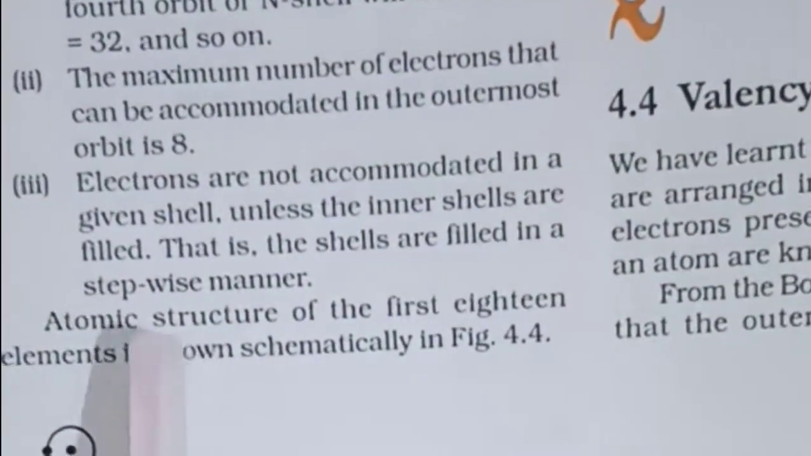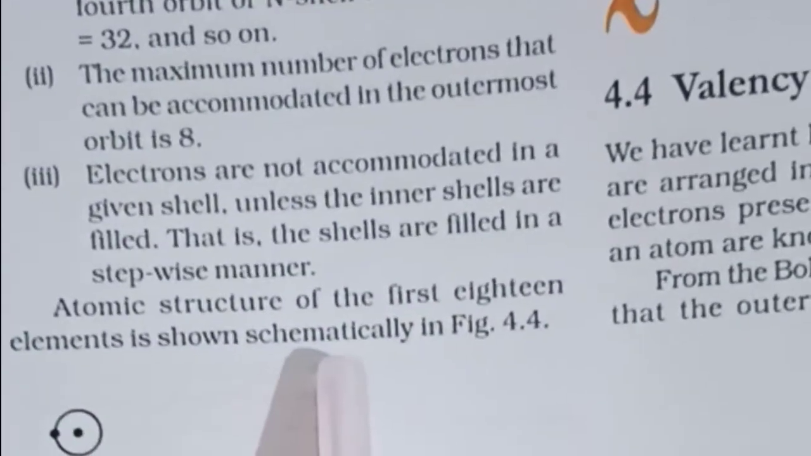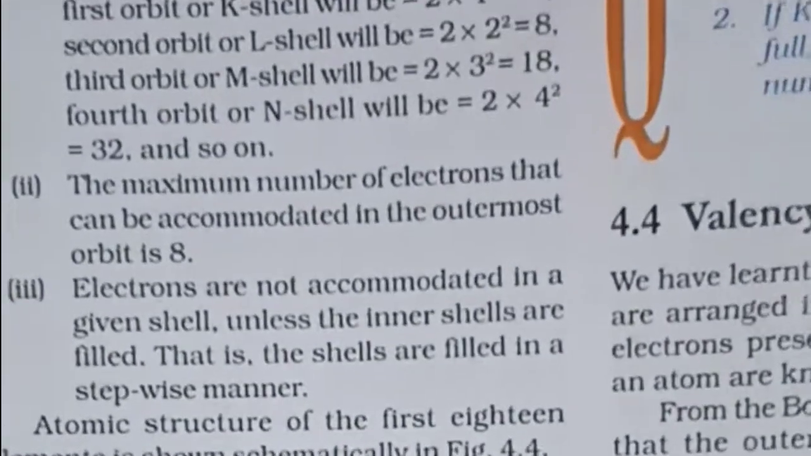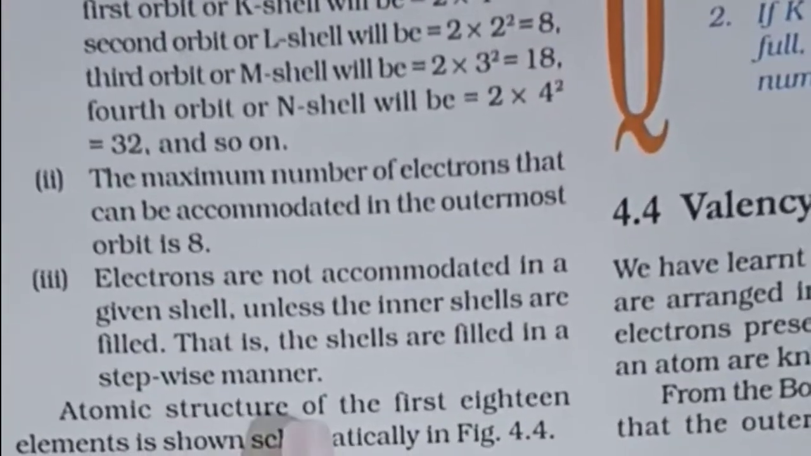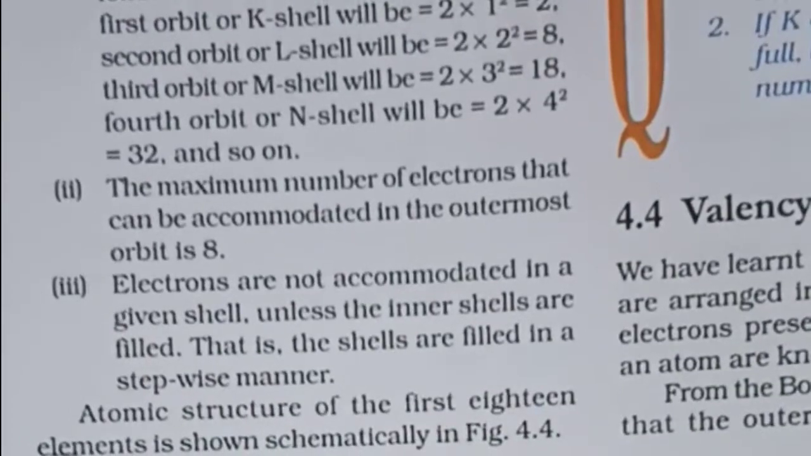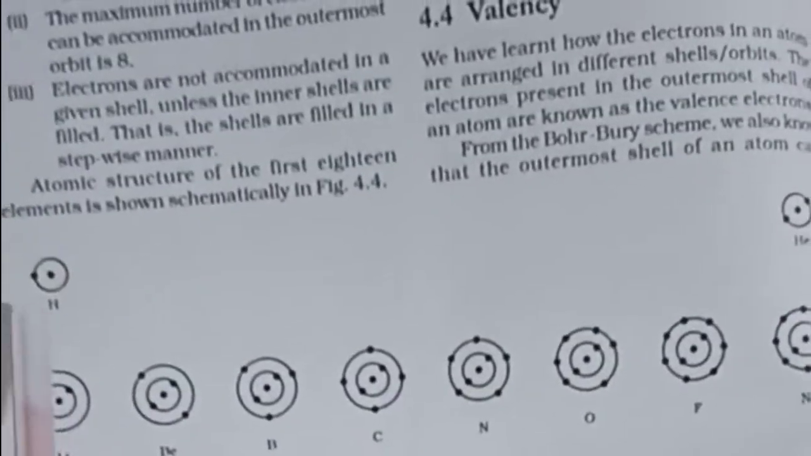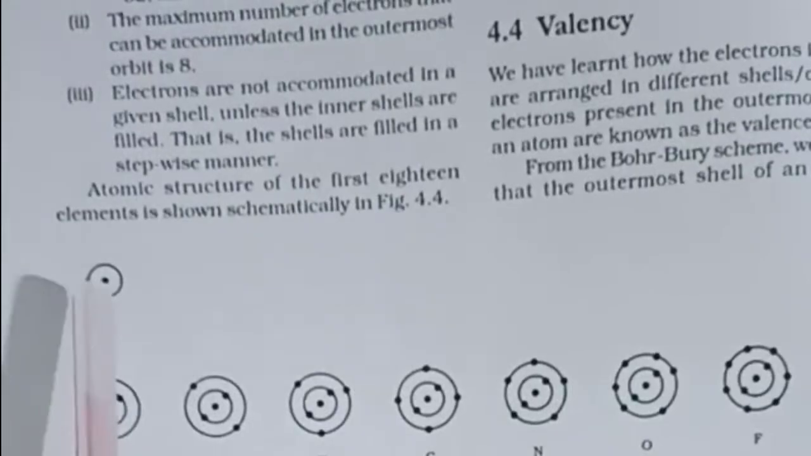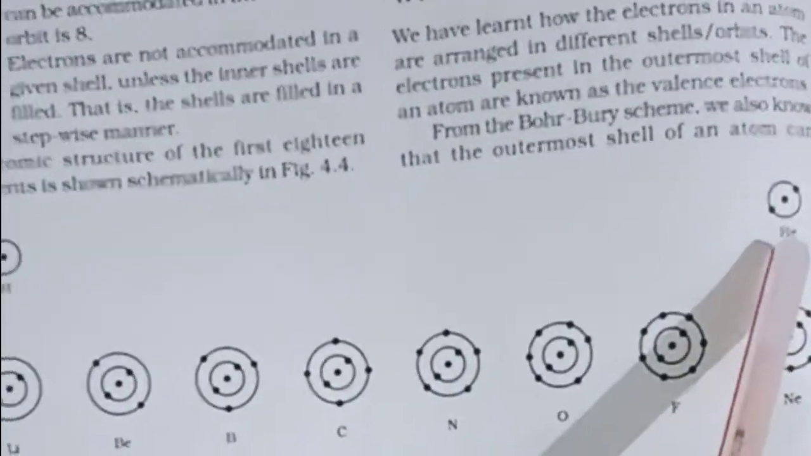Next we have been given the atomic structure. The first 18 elements are shown systematically in figure 4.4. So here is figure 4.4 given to us in this diagram. You can see one electron in the first orbit for hydrogen, then helium, 2 electrons.